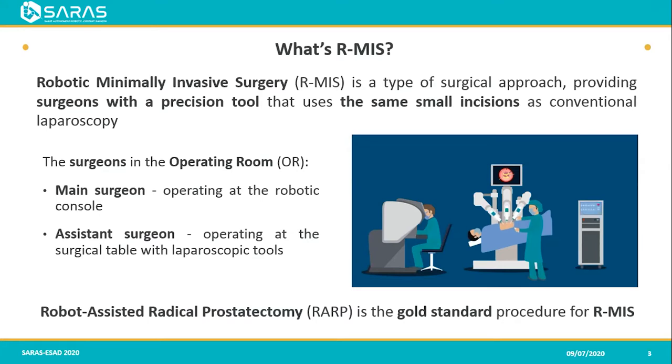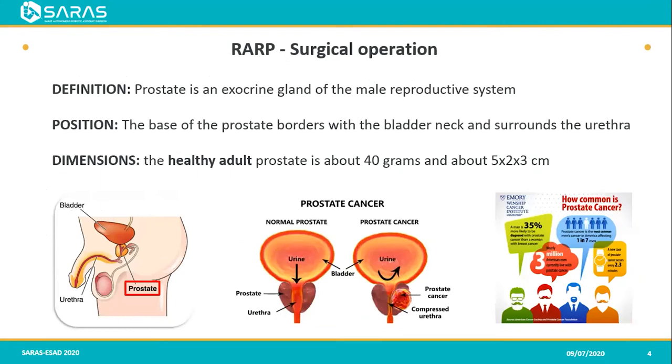The gold standard procedure for robotic minimally invasive surgery is considered robot-assisted radical prostatectomy, whose acronym is RARP. The RARP procedure is the resection of the whole prostate gland in patients with prostate cancer, which is the fifth cause of cancer mortality in men.